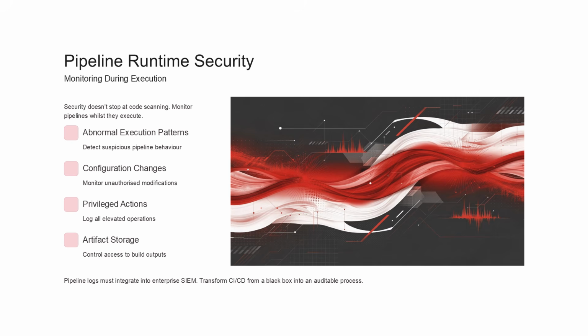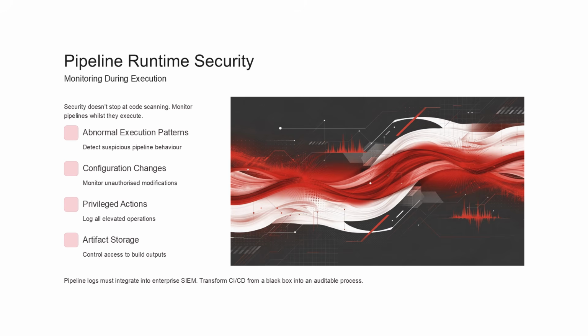Security does not stop at code scanning. You must monitor pipelines while they execute. Pipeline runtime security includes detecting abnormal execution patterns, monitoring unauthorized configuration changes, logging privileged pipeline actions, restricting environment variable exposure, controlling artifact storage access. For example, if a pipeline suddenly modifies deployment scripts outside approved processes, that event should trigger investigation. Runtime visibility transforms CI/CD from a black box into an auditable process.